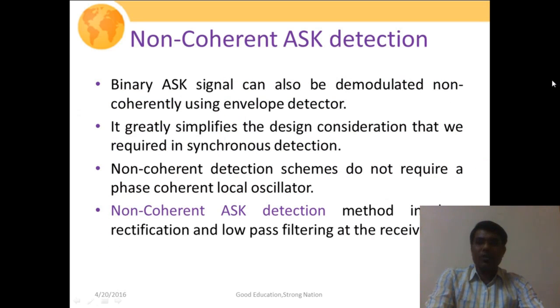This particular slide shows the explanation of non-coherent ASK detection. Binary ASK signal can also be demodulated non-coherently using an envelope detector. We had already mentioned that an envelope detector is the combination of the rectifier and the low pass filter. It greatly simplifies the design considerations required in synchronous detection. Non-coherent detection schemes do not require a phase coherent local oscillator, so obviously the exact carrier information is not required at the receiver. Non-coherent ASK detection involves rectification as well as low pass filtering at the receiver. We had already discussed that operation.